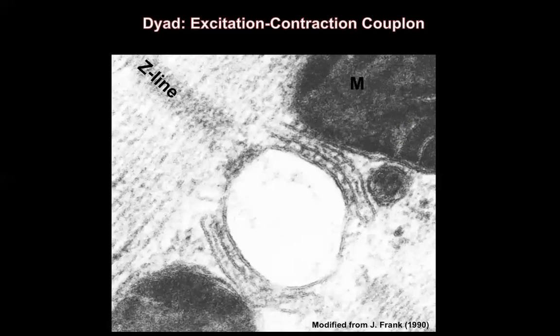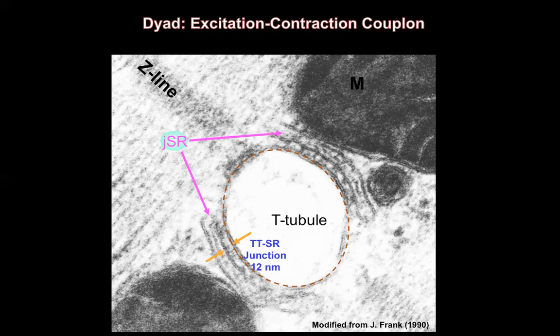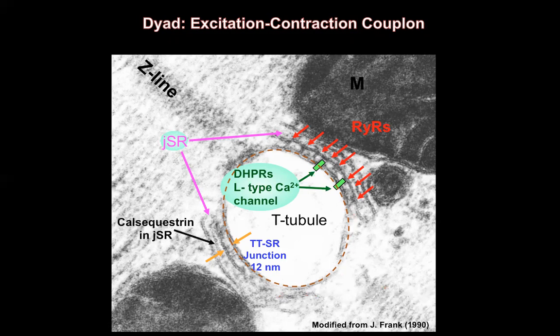So here is a typical EM micrograph of a cardiac dyad. This is the T-tubule here. This is the junctional SR, or SR. They are apart about 12 nanometers, forming the dyadic cleft. The T-tubule has L-type calcium channels, and the junctional SR is enriched with calcium release channels, RYR, in the membrane and the calcium binding protein, Casq2, in the lumen.